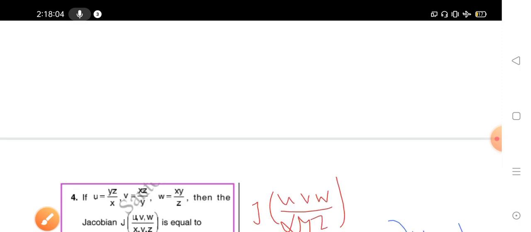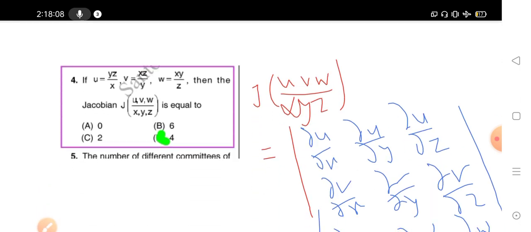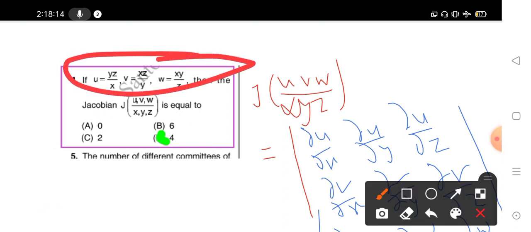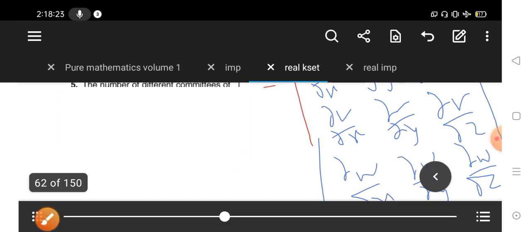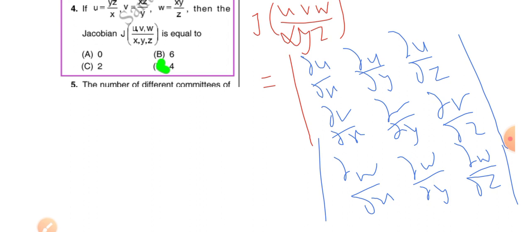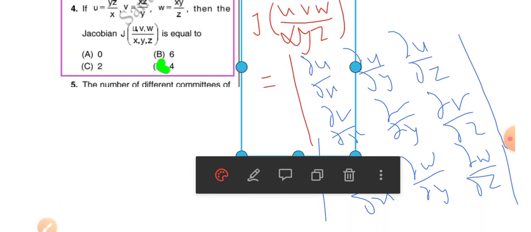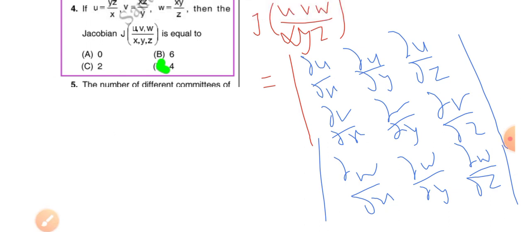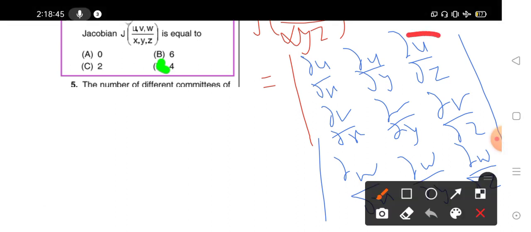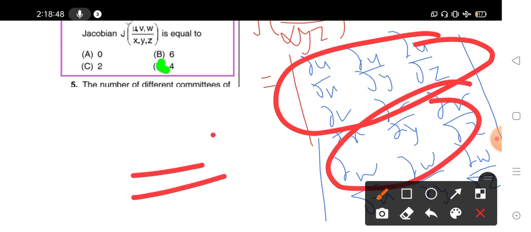Next question. If u = yz/x, v = xz/y, w = xy/z are given, find the Jacobian of (u, v, w) with respect to (x, y, z). This is the formula for the Jacobian: the determinant of the matrix with rows du/dx, du/dy, du/dz, then dv/dx, dv/dy, dv/dz, and dw/dx, dw/dy, dw/dz. Find du/dx, put these values in, and finally you get answer 4.